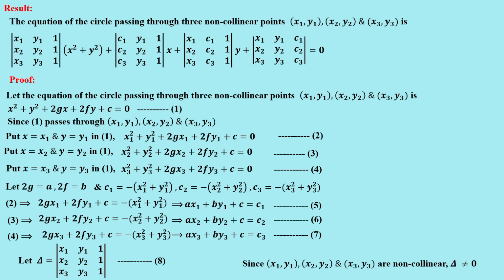Since (x1, y1), (x2, y2), (x3, y3) are non-collinear, delta is not equal to 0. Non-collinear points, that is why delta is not equal to 0. That is the standard result we have.